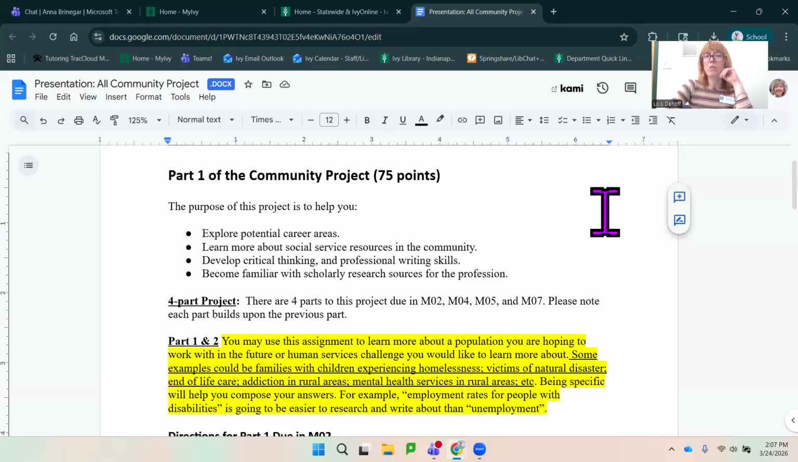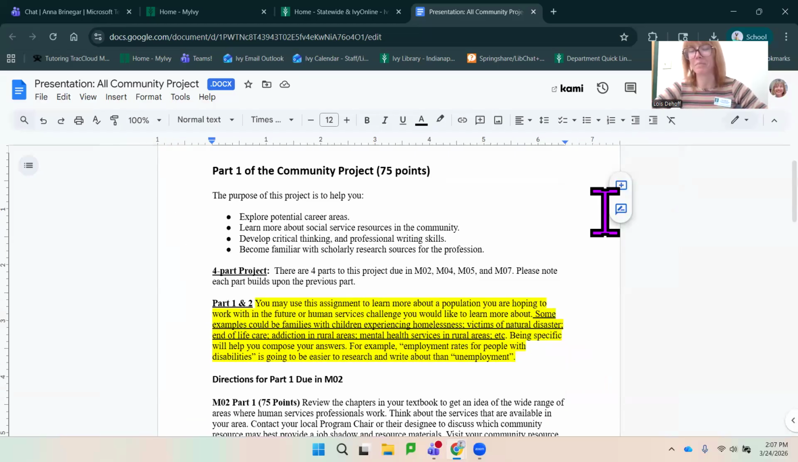Being specific will help you compose your answers. For example, employment rates for people with disabilities is going to be easier to research than writing about unemployment. Okay, great. We're going to clarify all that. This comes from the horse's mouth, as some say, of what you're supposed to be doing. You are going to be thinking about the area of social work that interests you, and then tying it to a specific population.